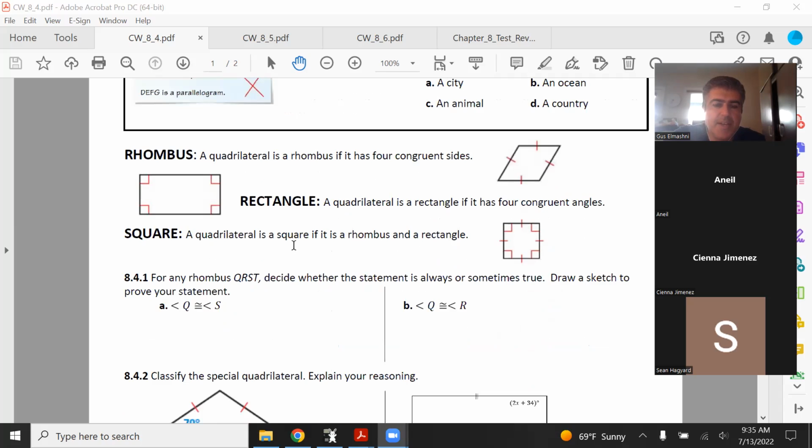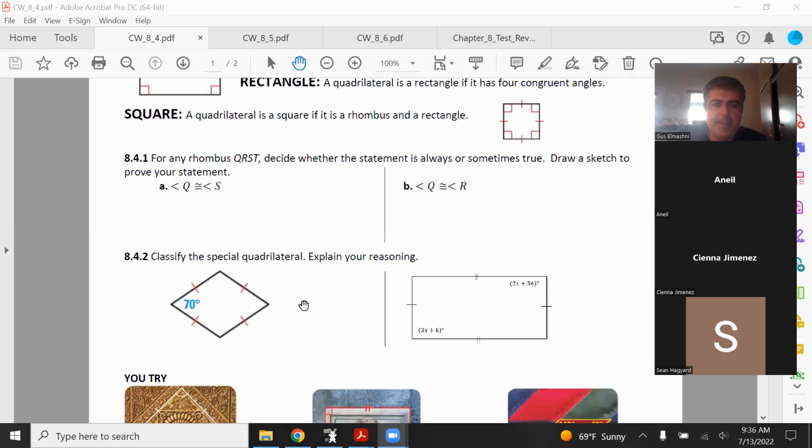Okay, rhombus. So again, it's a quadrilateral, it has 4 congruent sides. Rectangle, I talked about that, 4 congruent angles. A square is a special rhombus and rectangle. All 4 sides, all 4 angles are the same. So that's just a nice summary, but I wanted to do a little teaching first before I just glossed over this. So for any rhombus QRST, decide whether the statement is always or sometimes true, and draw a sketch. Because they have it labeled in alphabetical order, that's exactly how I'm going to label the corners. Not the best looking rhombus, but we'll go with it, QRST.